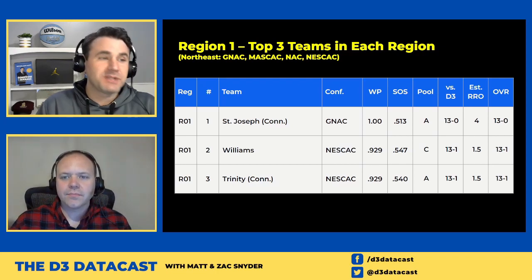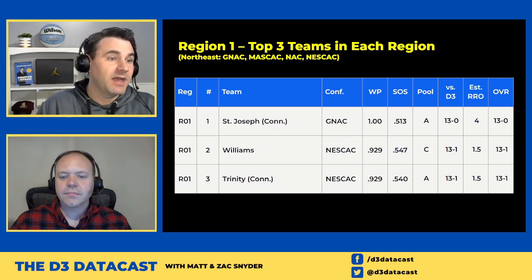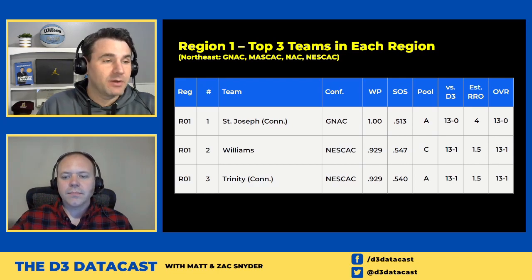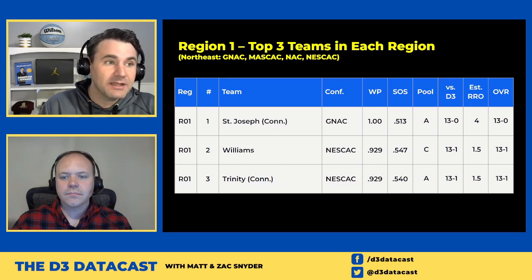So Region 1 to me was a fairly clear region. I came out with St. Joseph, then Williams, then Trinity. St. Joseph is currently one of the top 1 or 2 teams in the country as far as the top 25 standpoint, but they're also coming out very well by the criteria. They've won all their games. Their strength of schedule right now is surprising to me at a .513 based on how strong their non-conference schedule was.